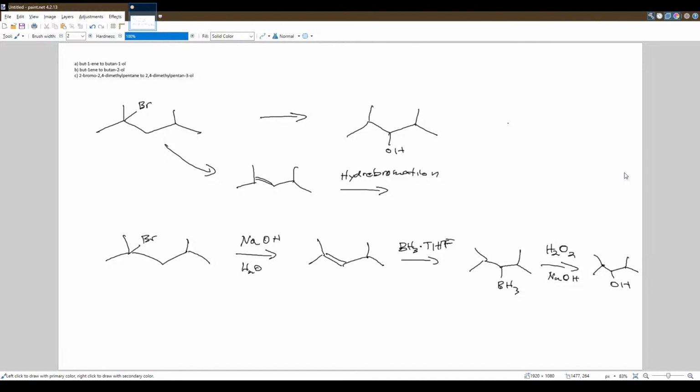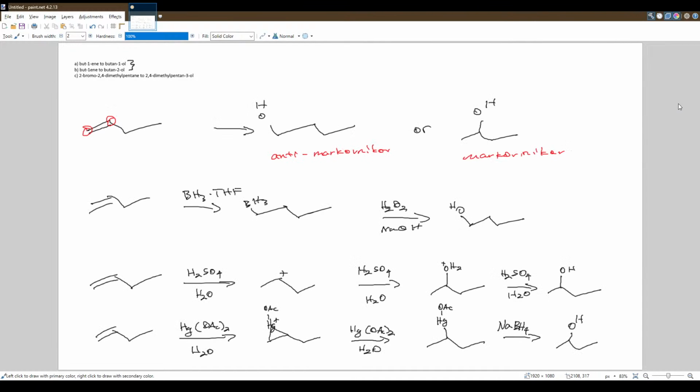I'll check this one first. Yeah, looks like I was correct in my mechanism. I guess I should have added a lot of heat to make sure this was an E2 reaction. But I don't think that was really necessary, given the sterics of this carbon right here. Now, how about our other reactions that we wrote? Yeah, looks like I'm correct here.